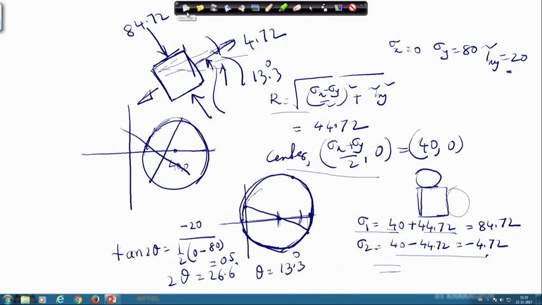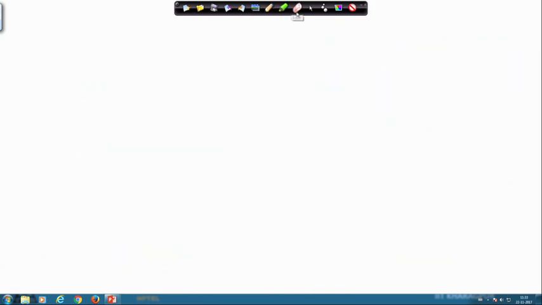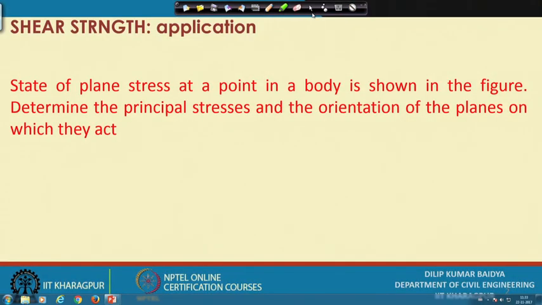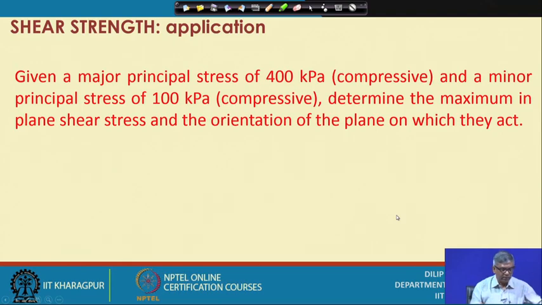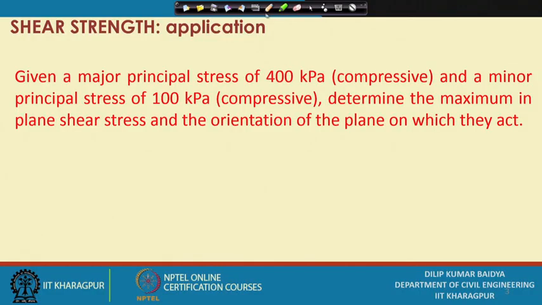Next problem: given a major principal stress of 400 kPa, that is compressive, and a minor principal stress of 100 kPa, that is also compressive. Determine the maximum in-plane shear stress and the orientation of the plane on which it acts. This problem is reverse actually: the principal stresses are given, then we have to find out in which direction the maximum shear stress is occurring. That is to be obtained.